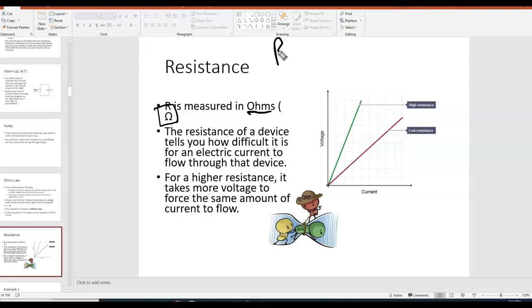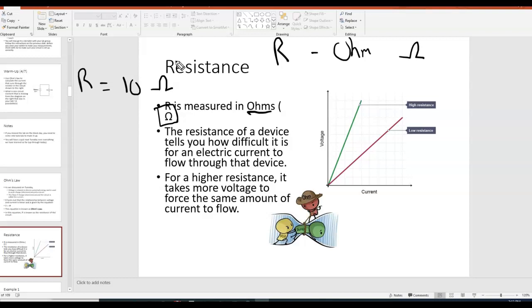Okay, and so you have capital R for resistance. The unit is the ohm. And the way you write an ohm is with this horseshoe symbol, this capital omega. So for example, if I had a device that had a resistance of 10 ohms, I would write R equals 10, and then this little symbol right here represents ohms. That is the unit for resistance. And again, what that means is it's basically a number that tells you how easy or difficult it is for current to flow through a device.